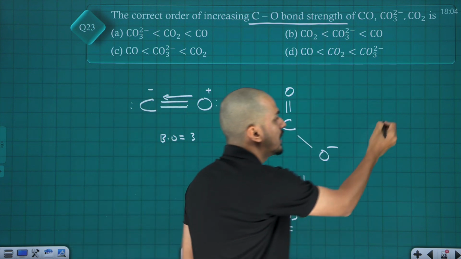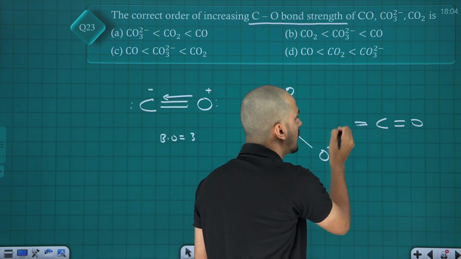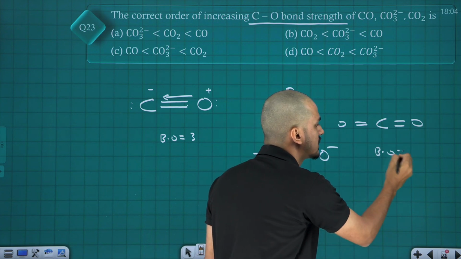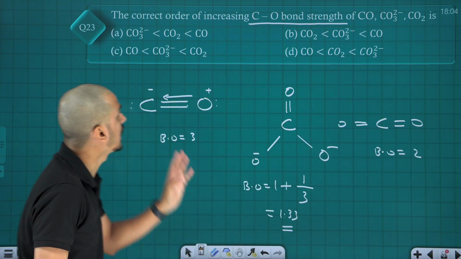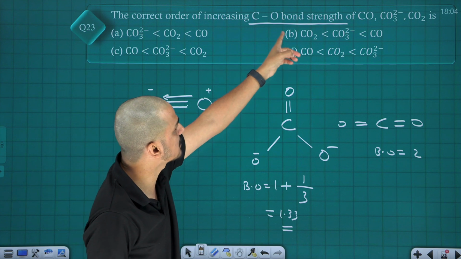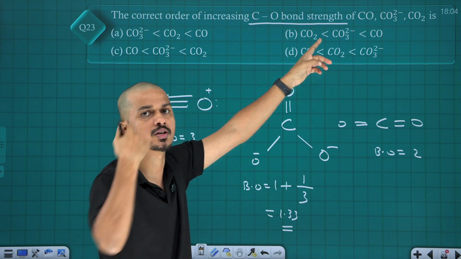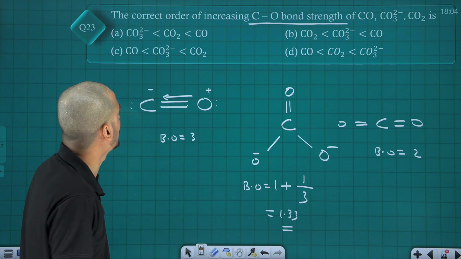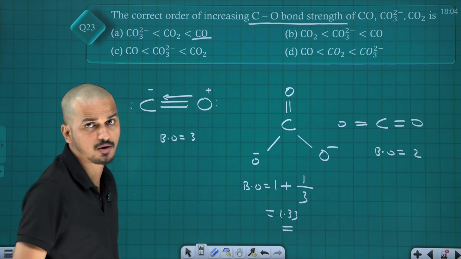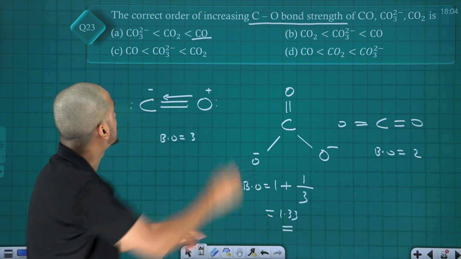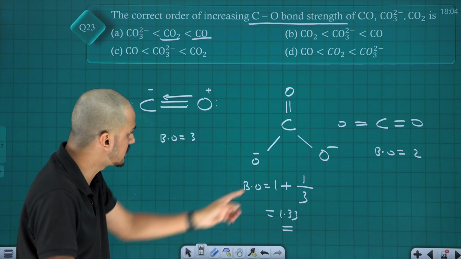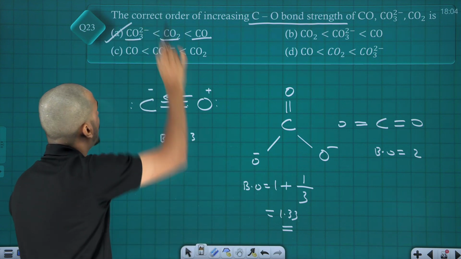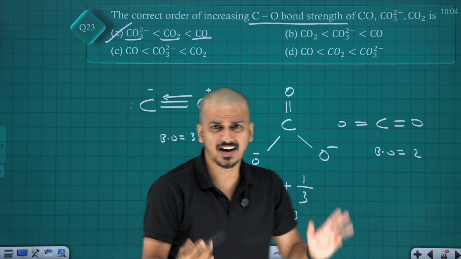In the case of carbon dioxide, its structure is C double bond O and double bond O. Linear structure, bond order is fixed. It is 2. Now you tell me which is having more. They are asking carbon oxygen bond strength. Bond strength is directly proportional to bond order. Which is having more bond order? Carbon monoxide. Carbon monoxide is having more bond strength. Then carbon dioxide. Then CO3 2 minus will come. So the answer is option A. Ready guys? Yeah.